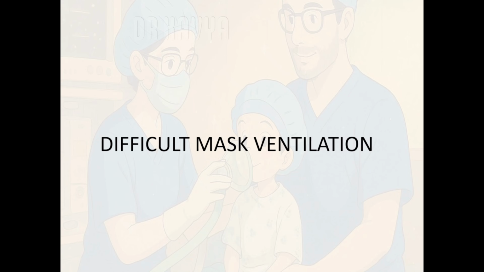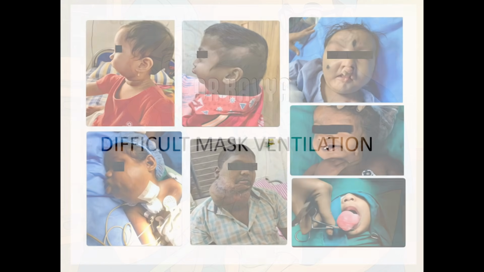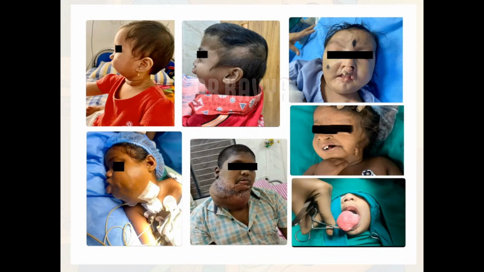Difficult mask ventilation. Review of cases in the pediatric difficult intubation registry has shown syndromes like Pierre Robin, Goldenhar, and Treacher Collins to be frequently associated with difficult mask ventilation.